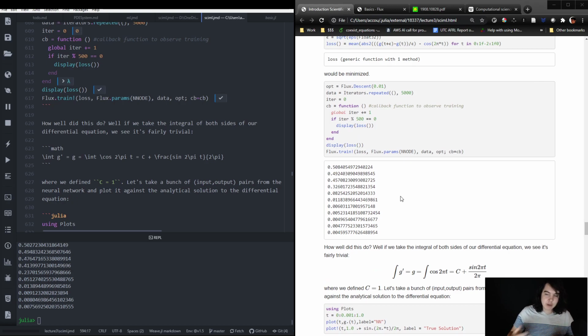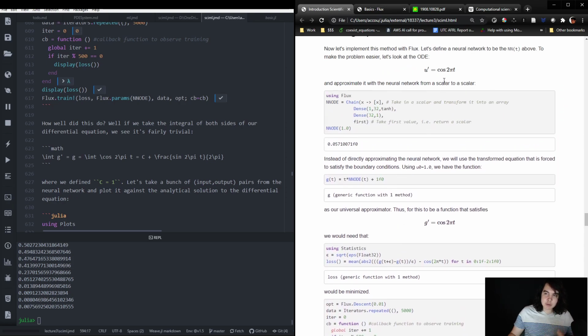So let's actually check our output here, right? If we have this differential equation that g prime equals 2 pi cosine 2 pi t, well, if we take the integral of both sides of our equation, then what we get is g equals a constant plus sine of 2 pi t divided by 2 pi, right? That's just the integral rule. And here we define c equals 1. Why is c equal to 1? Well, because that's what our initial condition was.